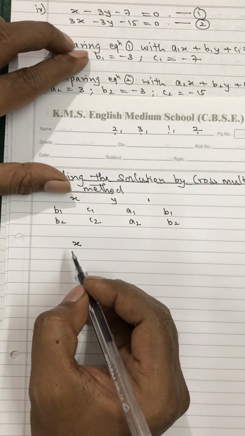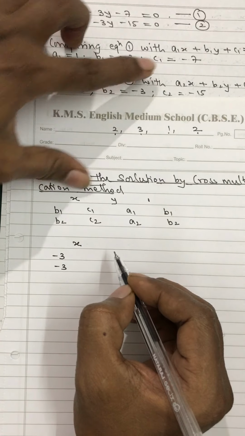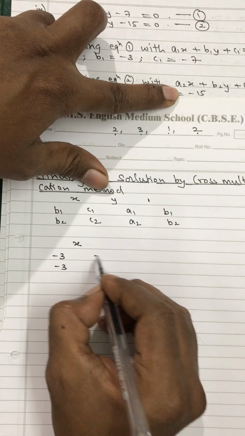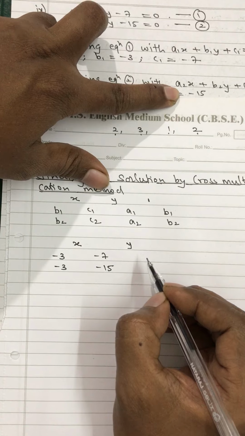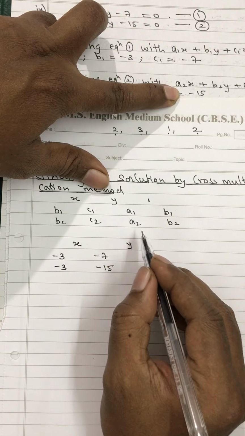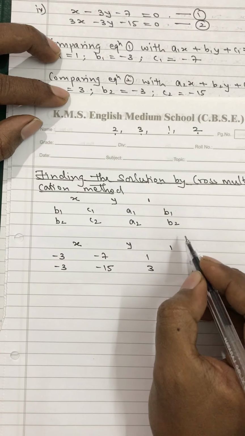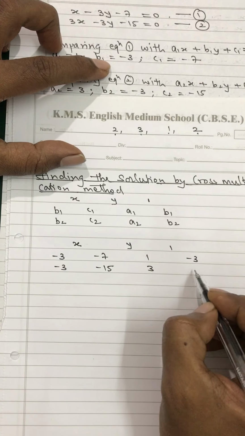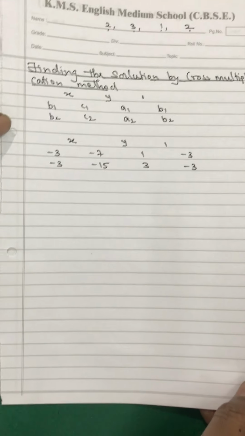So when I write this, what do I write again? For x, b1 b2 is minus 3 minus 3, minus 3 minus 3. C1 c2 is minus 7 minus 15, minus 7 minus 15. Then I go for y, that is c1 c2, I have written a1 a2, 1 3, and then I go for 1, b1 b2 again minus 3 minus 3. I hope this is very simple and very logical.